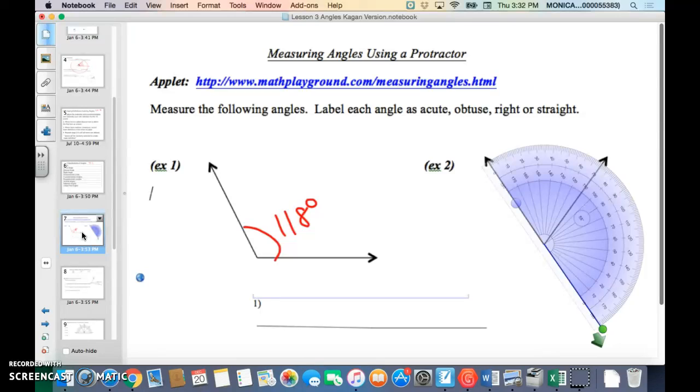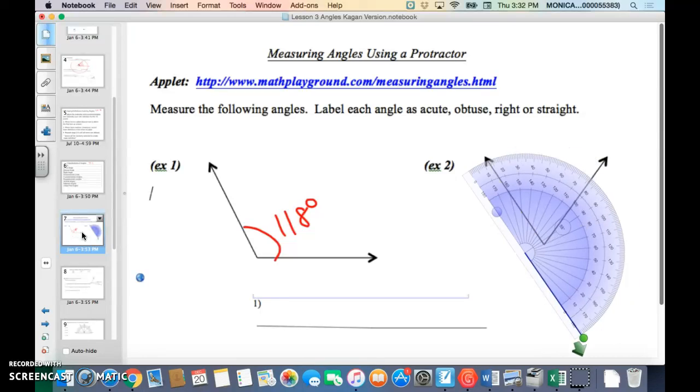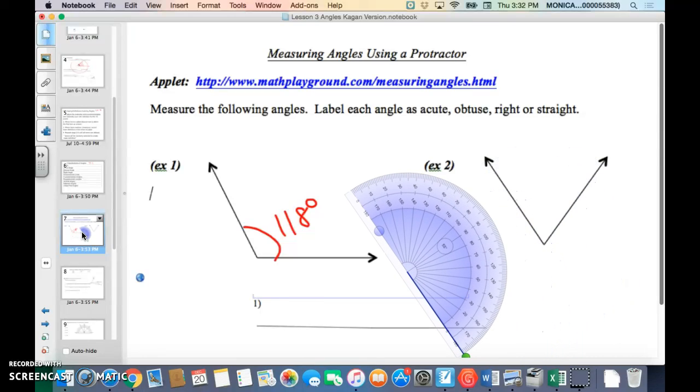I can also see that this is an acute angle, and I know from being smart that an acute angle is less than 90 degrees. So this is a 70-degree angle.